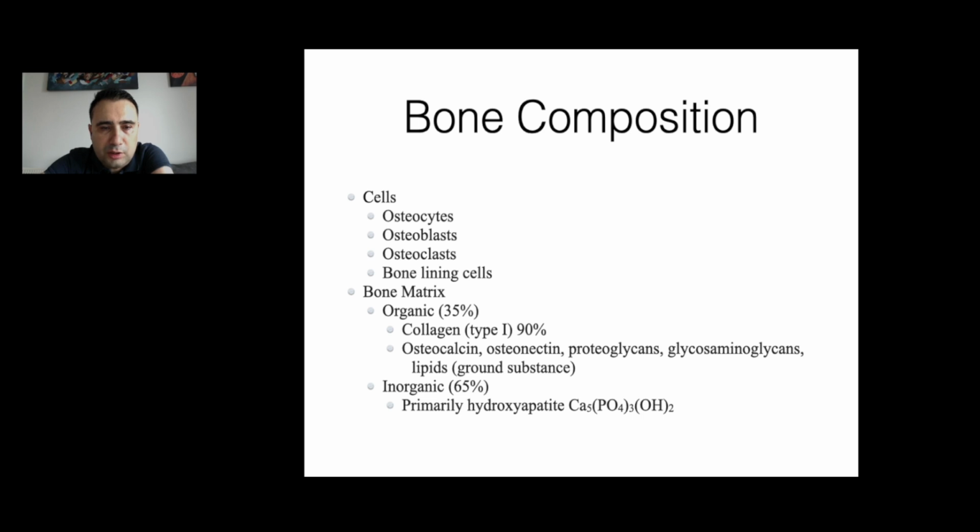The inorganic part is mainly hydroxyapatite crystals. You can see the chemical structure of hydroxyapatite here in this slide. The matrix is 65% inorganic, mainly hydroxyapatite, and there are organic materials in it, mainly collagen, and we have cells deposited on this matrix.